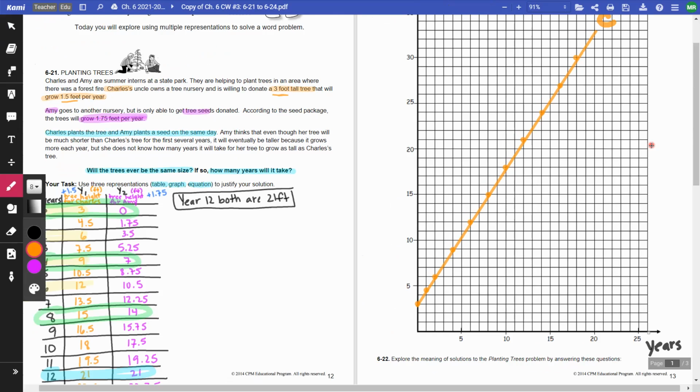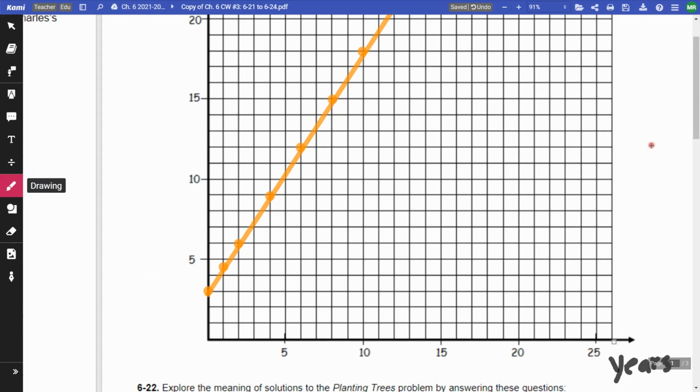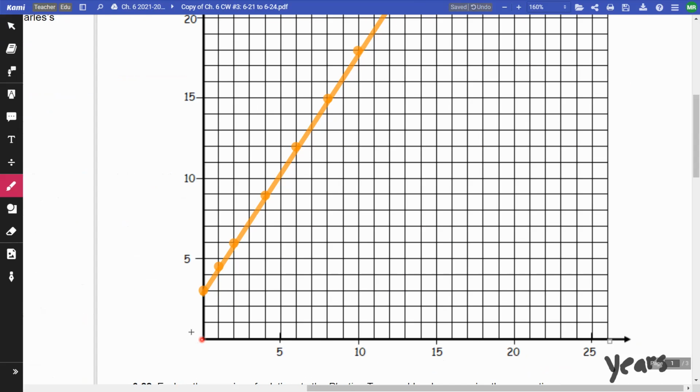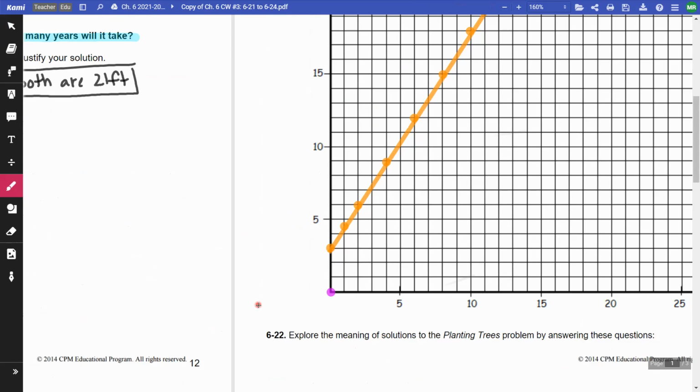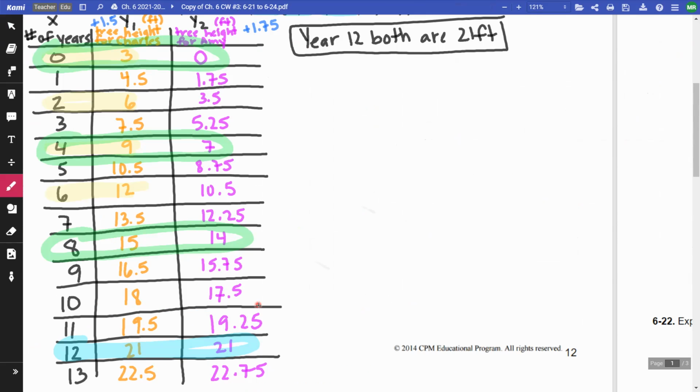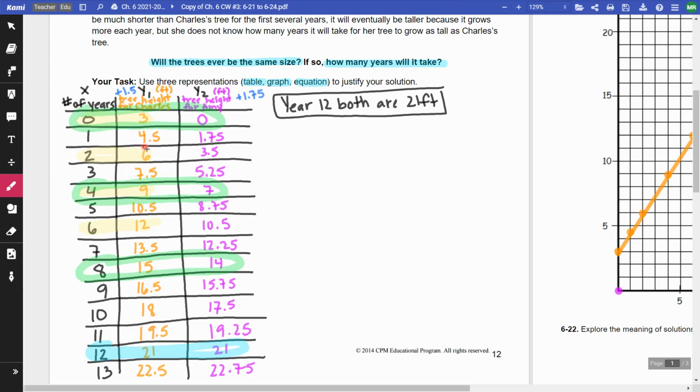Now for Amy. So Amy, hers started at 0, 0. And hers was increasing by 1.75 every year. Well, that's not going to be nice to graph. So if I come over here and I remember I've got my table here, I added 1.75, I added 1.75, I added 1.75, and here it's nice.